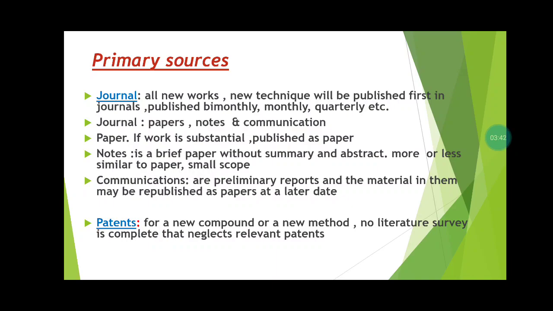And the second type of primary source is patents. A patent is for a new compound or for a new method for making a compound. Patents are very useful for a chemist, and no literature search is complete that neglects relevant patents. Patents are not as reliable as papers, because some patents are written so that certain essential details are concealed.